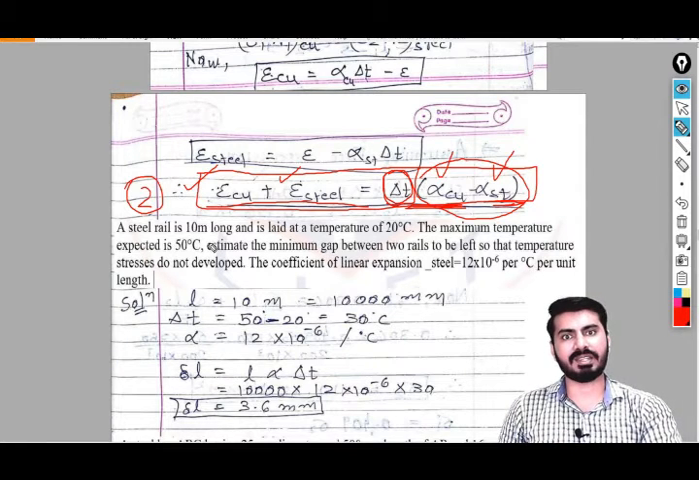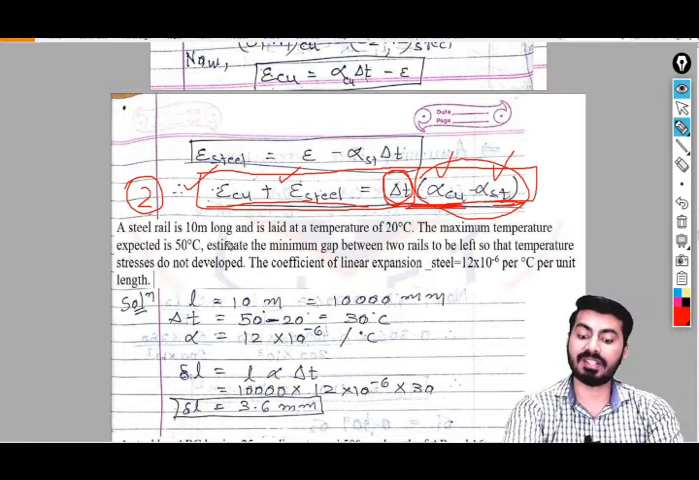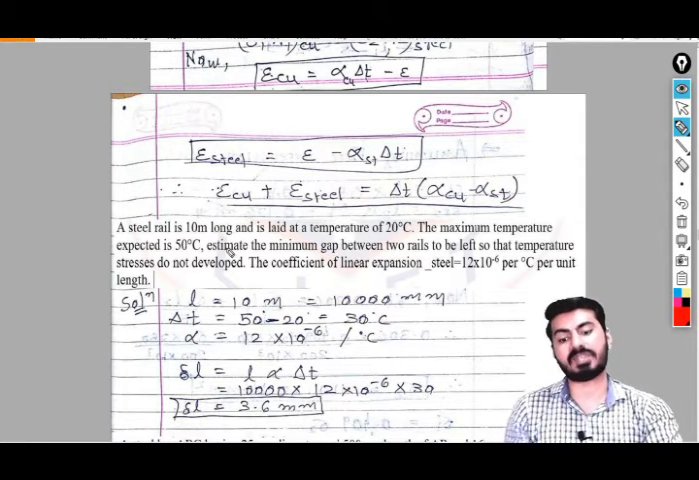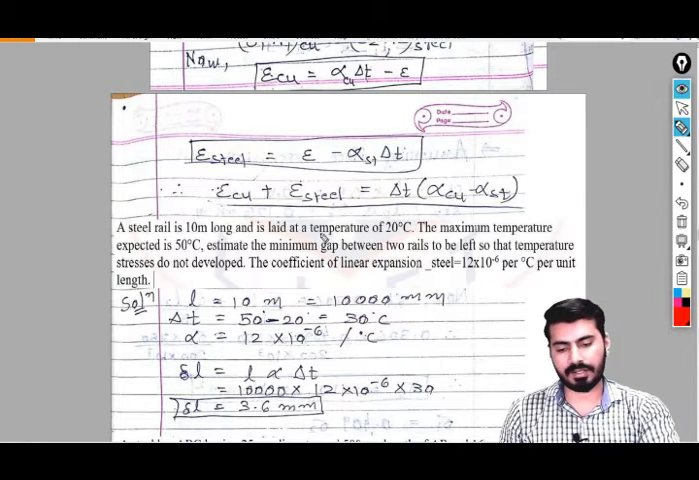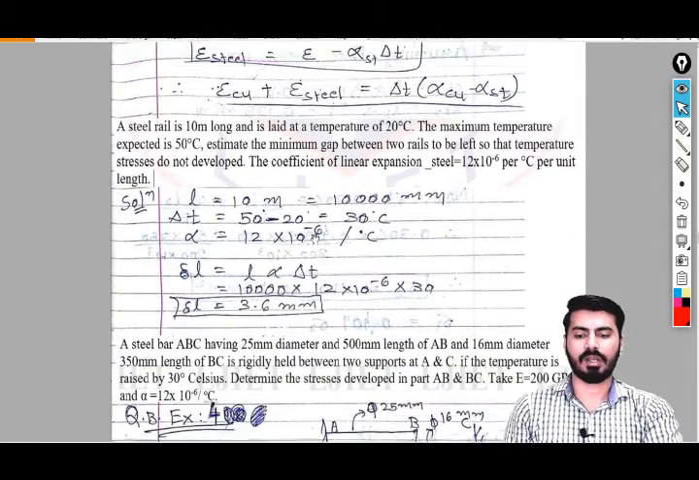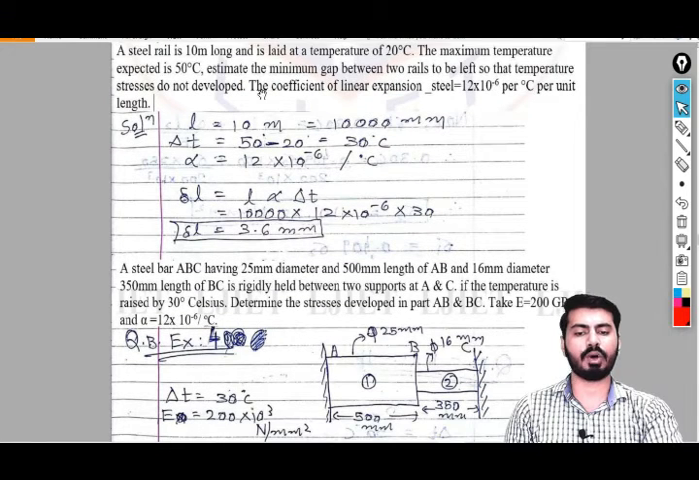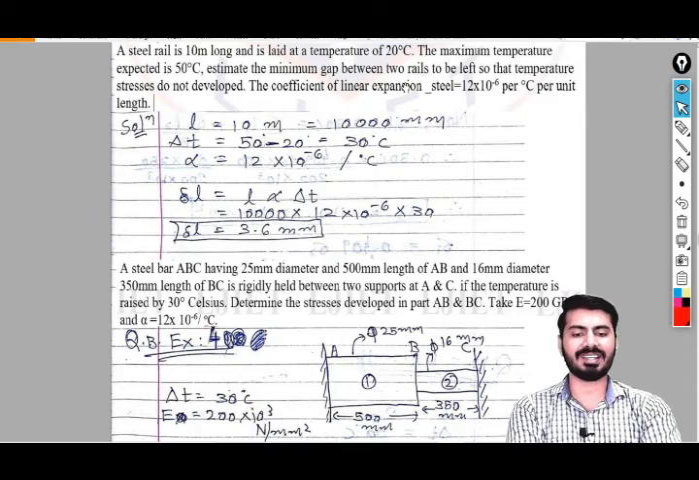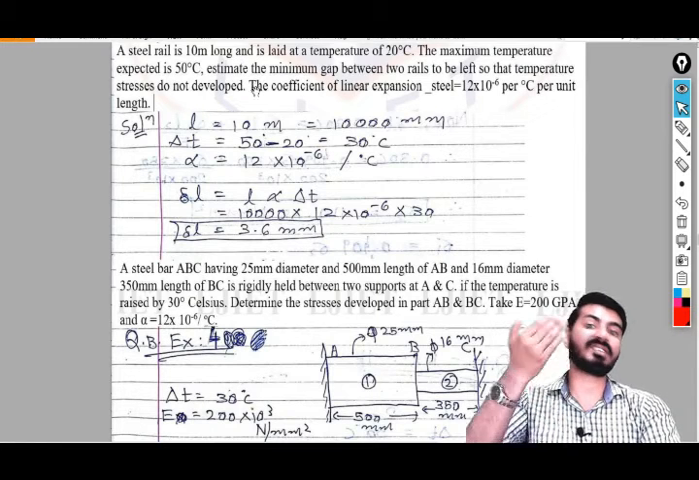So let's get started with the example so that you will have a clear idea about it, and we will see the application of those concepts which are written over here in our example, so that you don't get confused. The first example is, as you can see, a very simple example: a steel rail is 10 meters long and is laid at a temperature of 20 degrees centigrade. So 20 degrees centigrade is the original temperature. The maximum temperature expected is 50 degrees. So the temperature may increase up to 50 degrees.